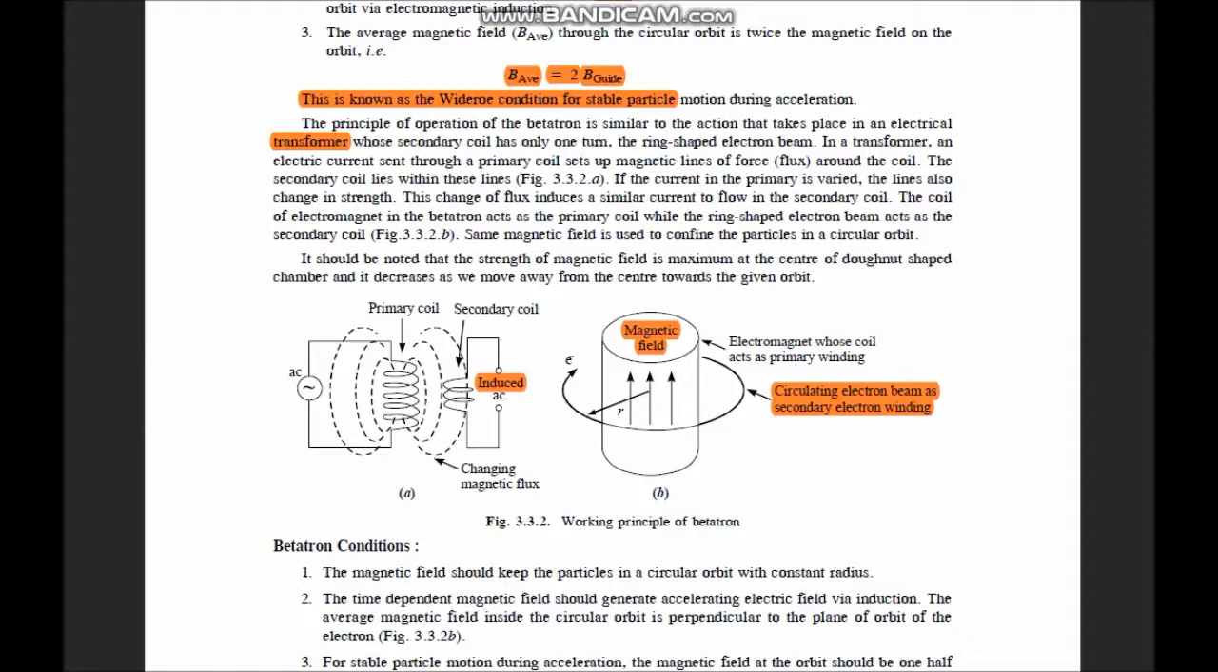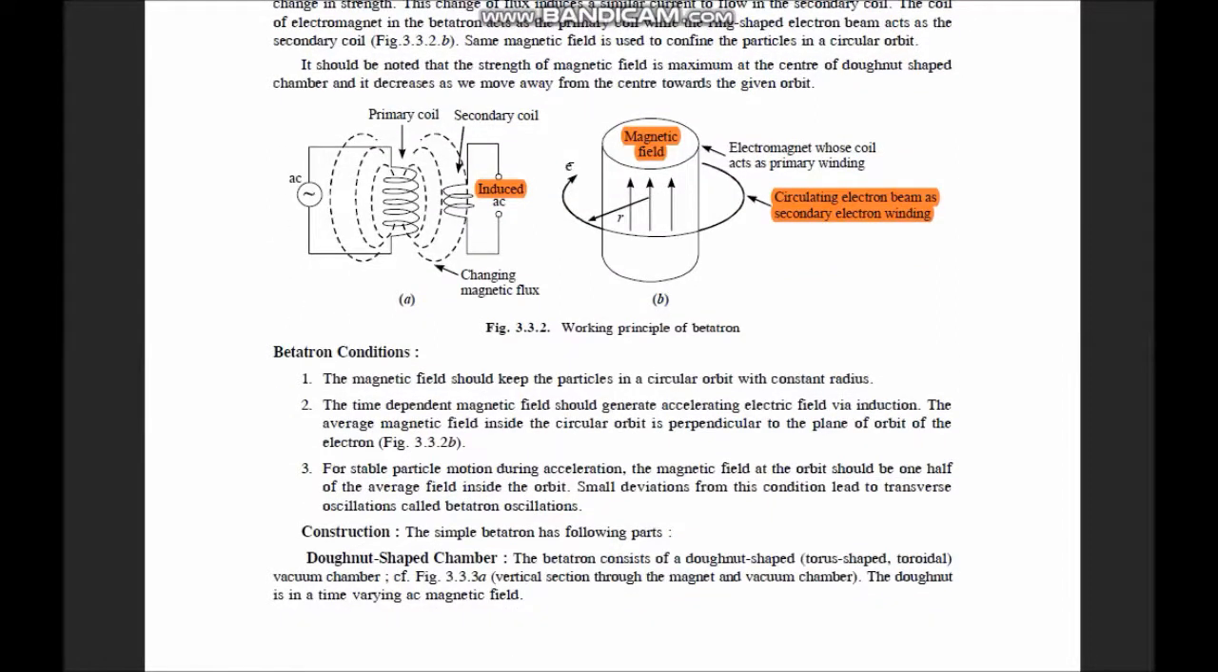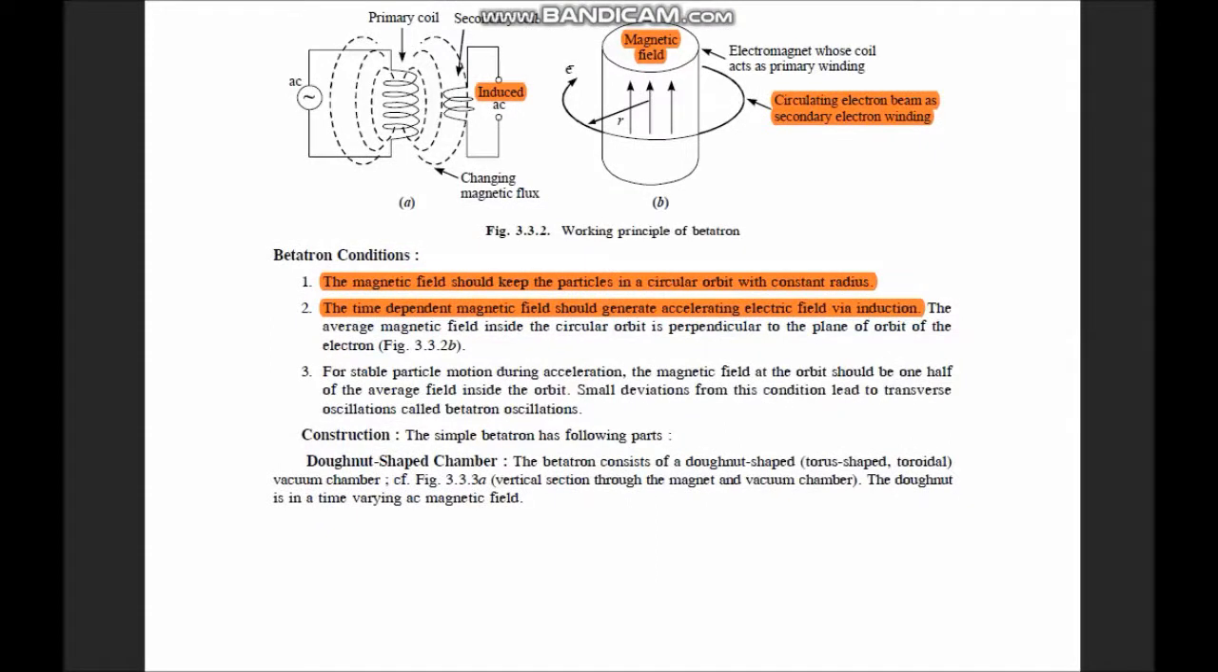And so these are the three Betatron conditions. Number one, the magnetic field should keep the particles in a circular orbit with constant radius. Number two, B average, the time dependent magnetic field, should generate an accelerating electric field via induction, by induced EMF, which will be used to accelerate the electrons. And the third condition is, for stable particle motion, the magnetic field at the orbit should be 1/2 of the average field inside the orbit, or you can say the average field must be twice the field at the orbit, which was the guiding field.